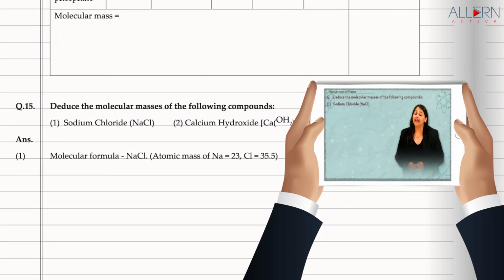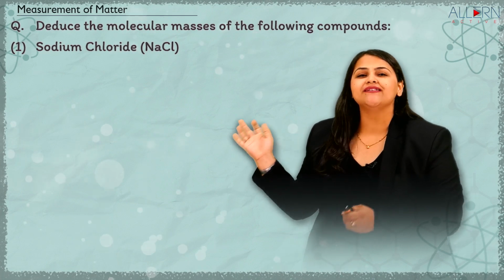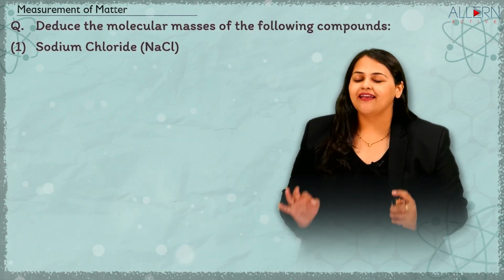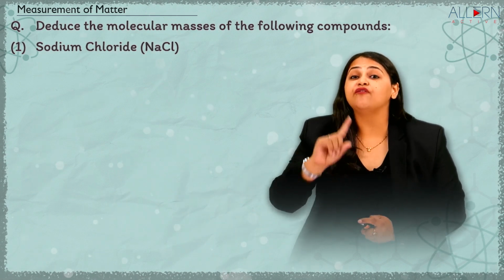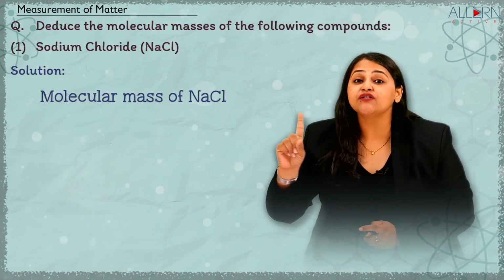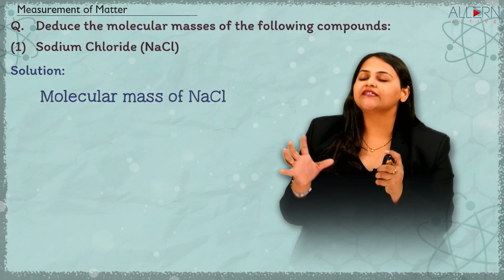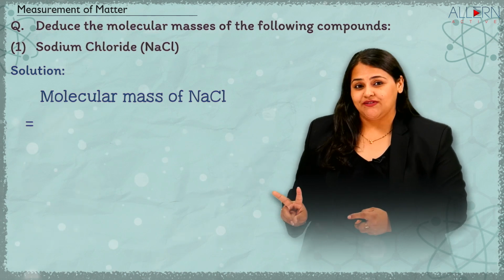Well, let's take another very interesting question. Deduce the molecular mass of the following compound, sodium chloride, NaCl. Now, my dear child, we know that we have to find out the molecular mass. So, molecular mass of NaCl contains how many atoms? Let's first identify that. It contains 2 atoms.